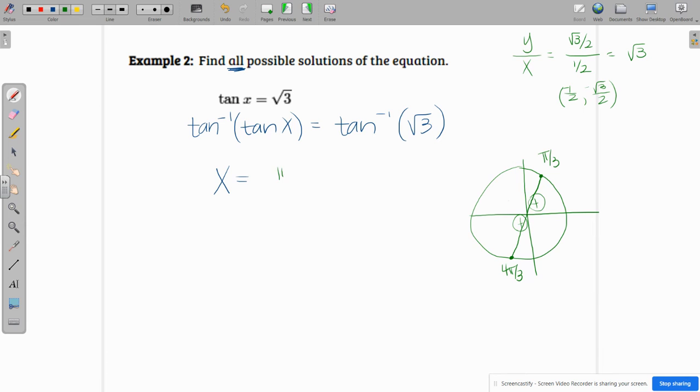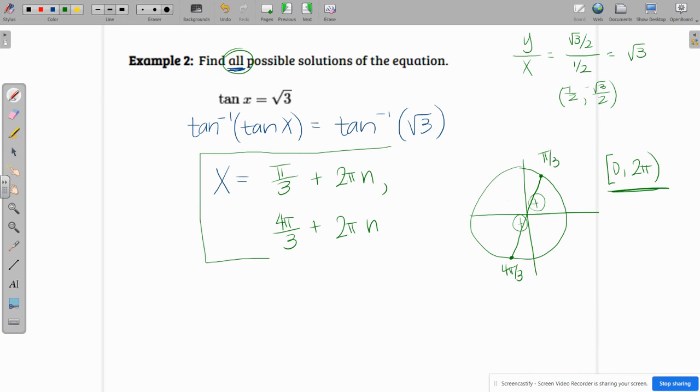But if all I did was list pi over 3 and then 4 pi over 3, I'm not giving all solutions. So it's a good starting point to start on that interval 0 to 2 pi because that's just one full revolution around the circle. But now think about how could I write this? So again, as soon as it says all solutions, you take the ones that you found on this interval, 0 to 2 pi, and you add 2 pi repeatedly. So this would be one way to write that answer.